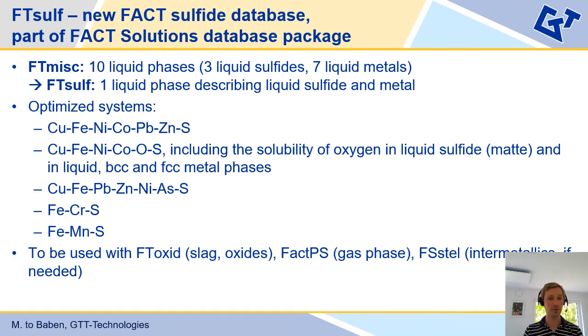So there's an overview of the optimized systems. You can clearly see that that is designed for the non-ferrous metallurgical applications and the smelting applications. And that database, the FTsulf database, should be used together with FToxides, FToxide FactPS and FS Steel for the intermetallics.